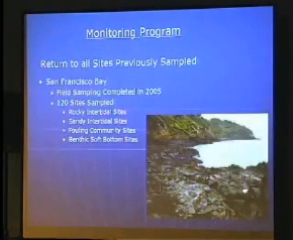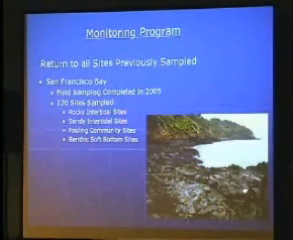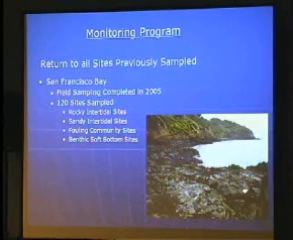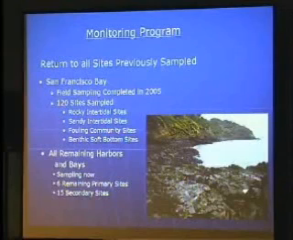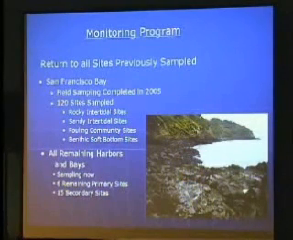And one area that we've recently surveyed is San Francisco Bay. That sampling was completed in 2005. We sampled 120 sites, and we sampled a variety of habitats, including the rocky intertidal, which is pictured here, the sandy intertidal, fouling community, and also the benthic soft bottom. So all remaining harbors and bays will be sampled, and in fact are being sampled as we speak, and that includes the 6 remaining primary sites and also the 15 secondary sites.